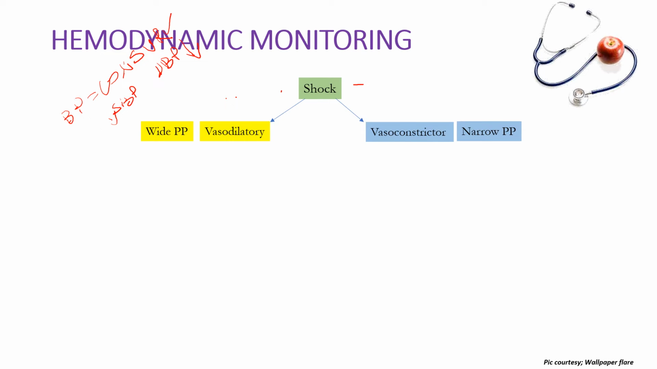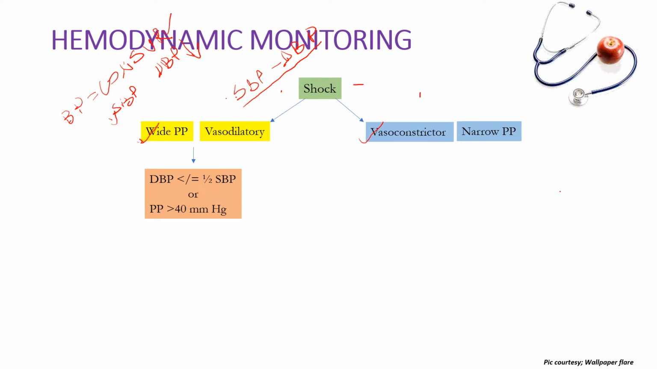So if diastolic blood pressure decreases more than systolic blood pressure, the pulse pressure, which is the difference between systolic blood pressure and diastolic blood pressure, will increase and become more than 40. In that case, the patient will have wide pulse pressure or vasodilatory shock. But in case systolic blood pressure decreases and diastolic remains more or less the same, the pulse pressure will narrow, and this is referred to as vasoconstrictor or narrow pulse pressure shock.